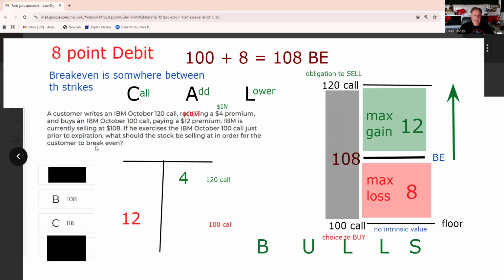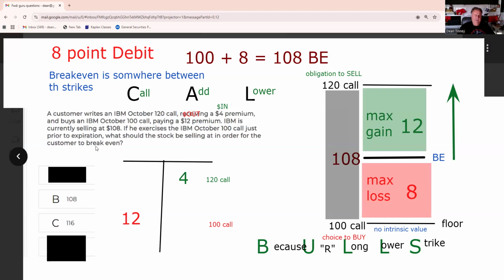The last thing we might be asked in this situation is, is the spread bullish or bearish? We get a couple tricks here. We could use bulls because you are long the lower strike. In any spread, if you are long the lower strike, you're a bull. Doesn't matter whether it's debit, credit, call, put, doesn't matter.